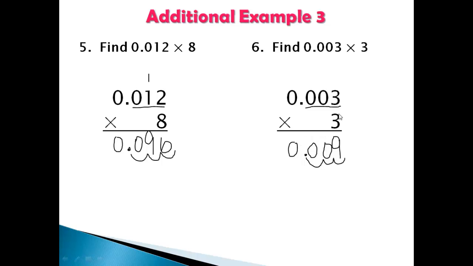Remember, you can also do 3 times 3, which is 9, and then 3 times 0 would be 0. 3 times 0 is 0, and 3 times 0 is 0. That will also work for this problem.